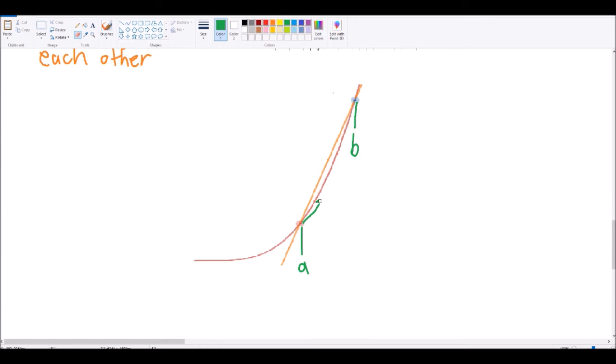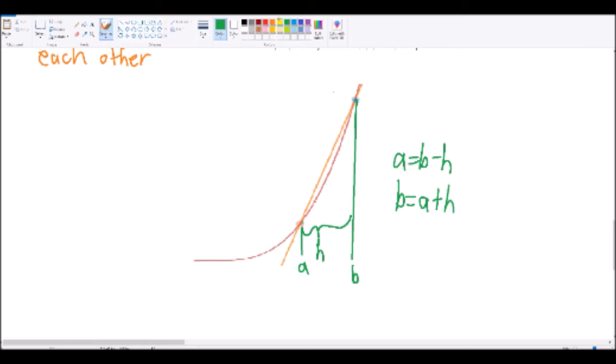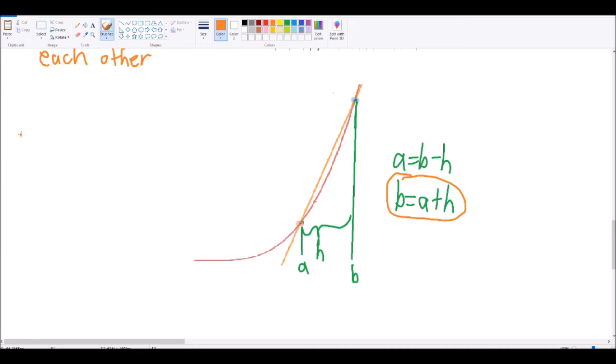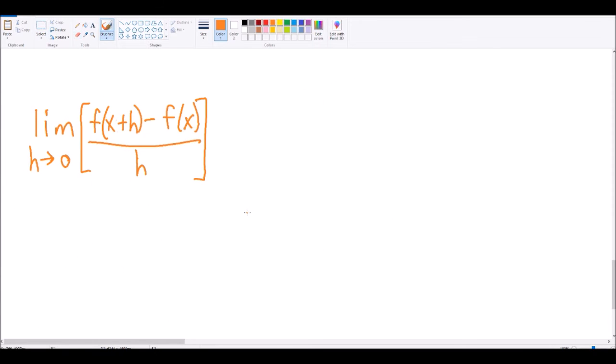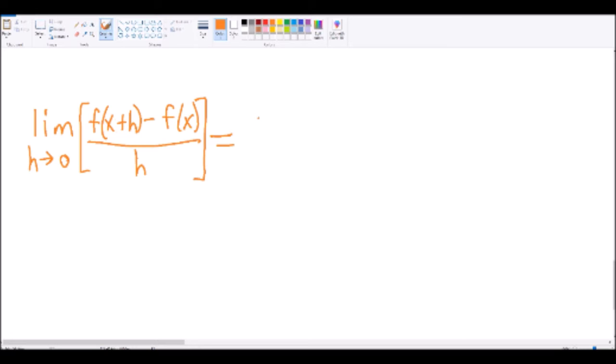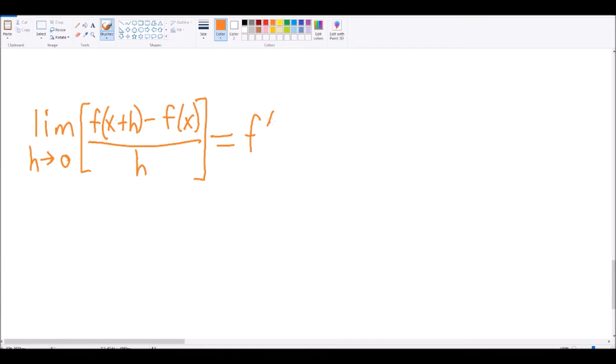To make it a little less confusing, let's introduce a new constant, h, which is the x distance between a and b. We now have a new relationship. a equals b minus h, and b equals a plus h. I'd say it's easier to work with positive numbers, so I prefer swapping out b. That would also mean that b is scooching closer to a. And now we have this slope formula. And lastly, because we're trying to construct a definition, let's replace a with x and set this equal to something. I vote we call this function f prime of x, so it's clear that some slope shenanigans happened.